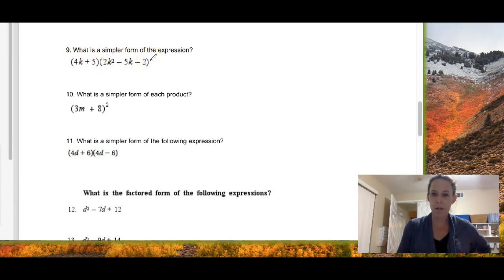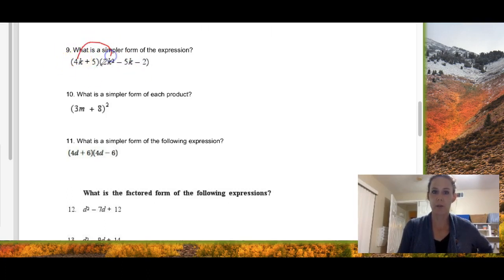All right, number 9's a little trickier because you have a binomial and then a trinomial. You can't FOIL a binomial and a trinomial because you don't have 2 binomials. So what you have to do is distributive. You have to take your first term and multiply it by every term, and then your second term and multiply it by every term. All right, so let's do it.